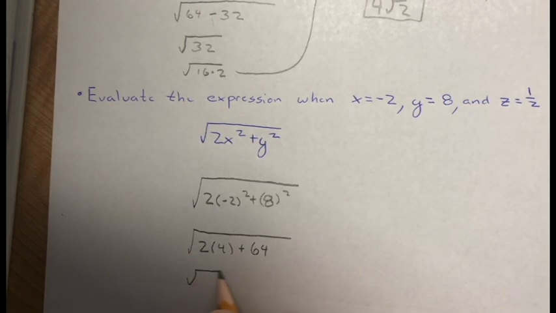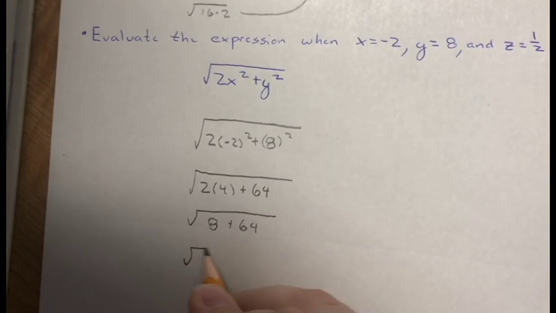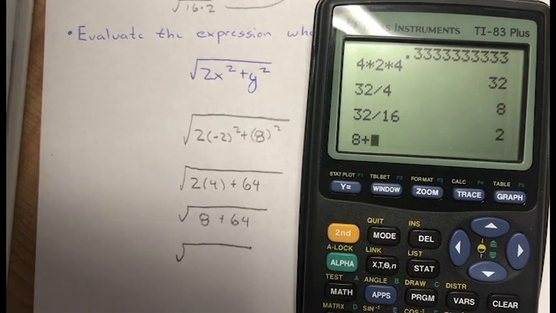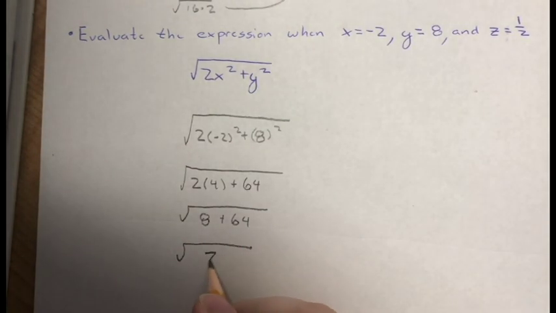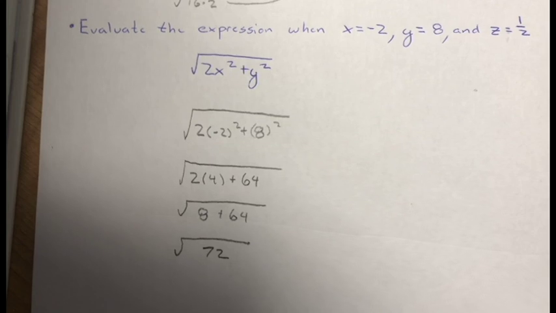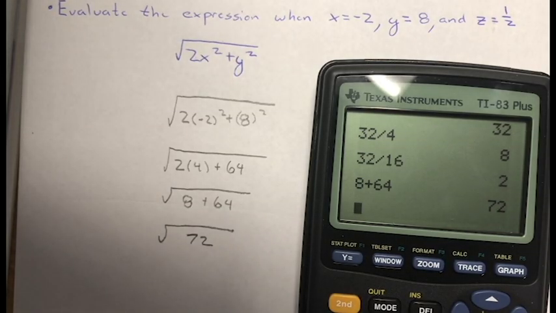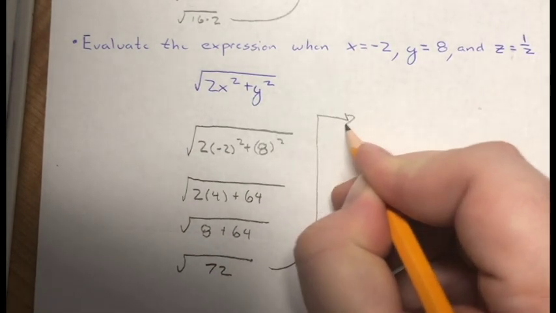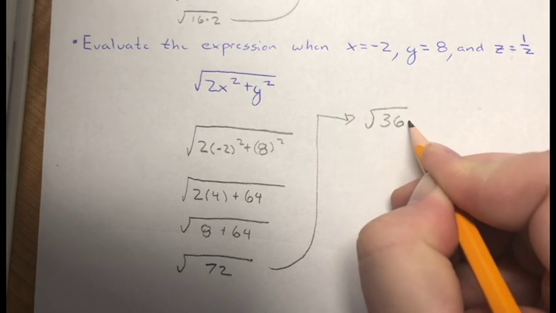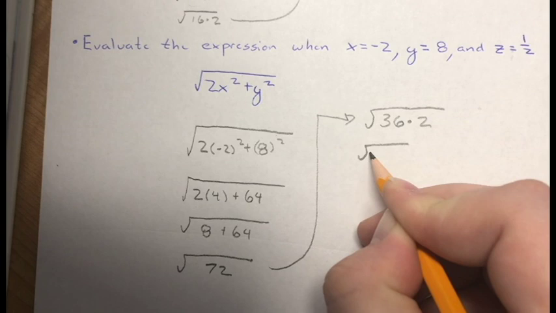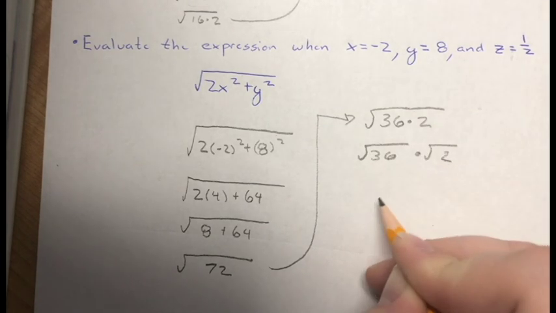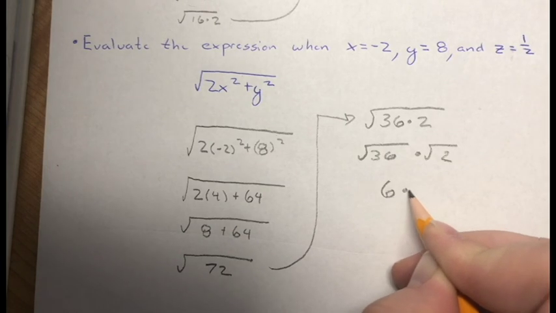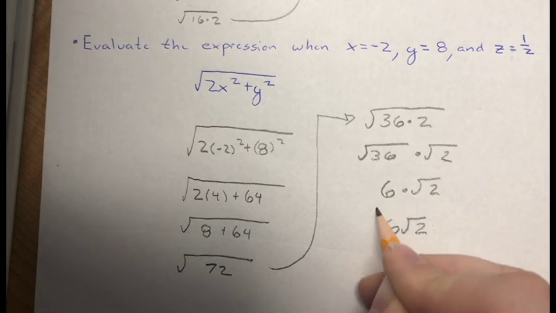Continue to work this out. I have 8 plus 64. And then continue. I believe this is going to give me 72. Let's verify. 8 plus 64 is 72. All right, now we need to see if there's any perfect squares I can pull out. Let's see. I think 36 will probably do it. So 72 divided by 36 will give me 2. So I can break this out and say that it's the square root of 36 times 2. Or we can rewrite it as the square root of 36 times the square root of 2. And ultimately, this would give me 6 times the square root of 2. Or we can just write it like that.